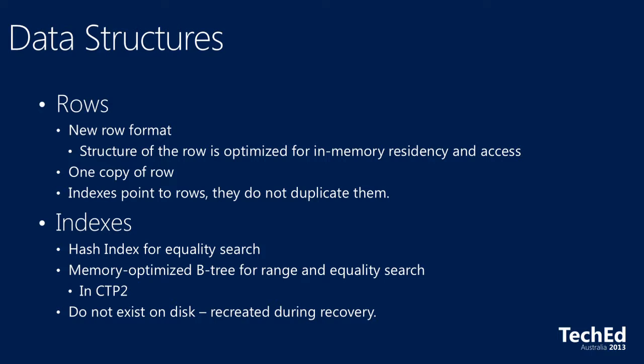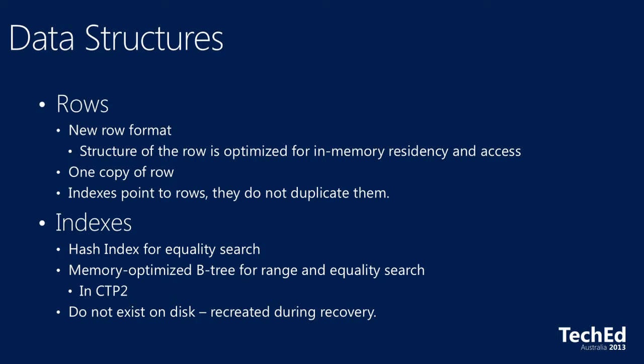So the idea is we're much more efficient with what we're doing in memory, and if we are optimizing it for memory access, we don't need any of this information. We're talking about memory only here. So again, indexes point to rows, they don't duplicate them in that particular case. So with CTP1, all they have implemented is hash indexes. In subsequent versions, and by the time the product RTMs, we're going to have range indexes. So we're going to have more indexing structures to support different types of searches.